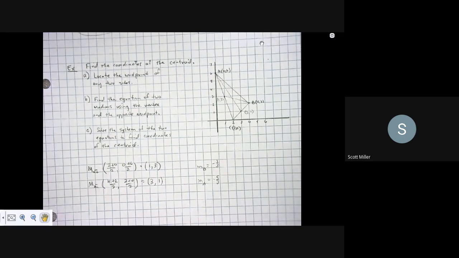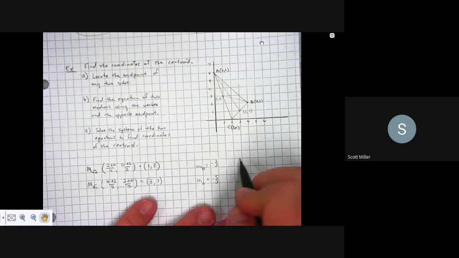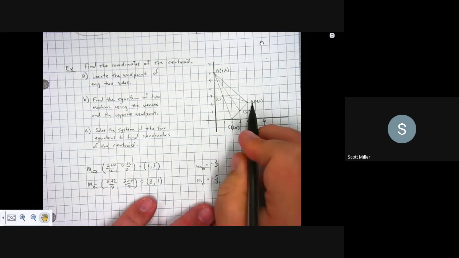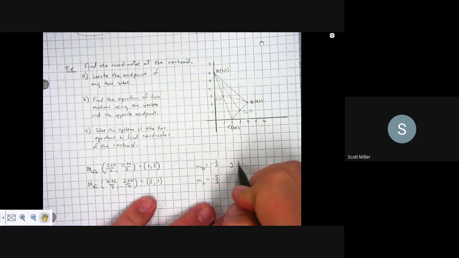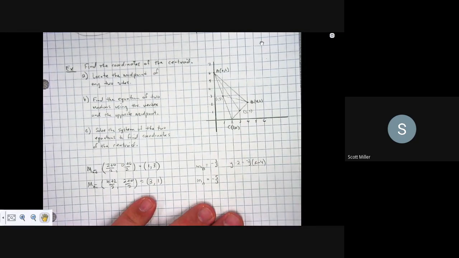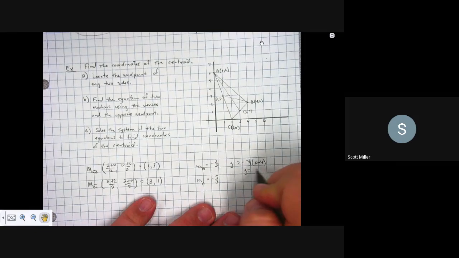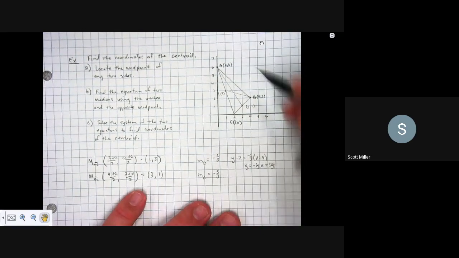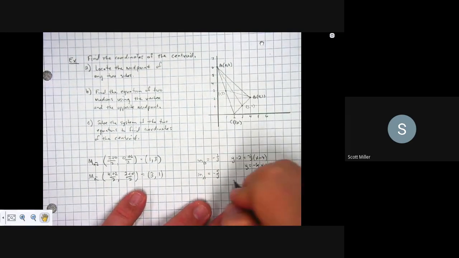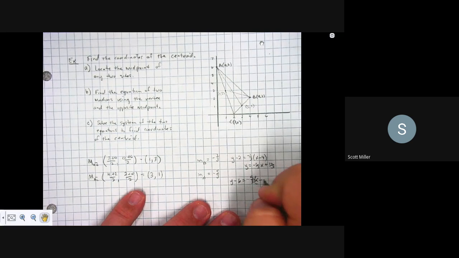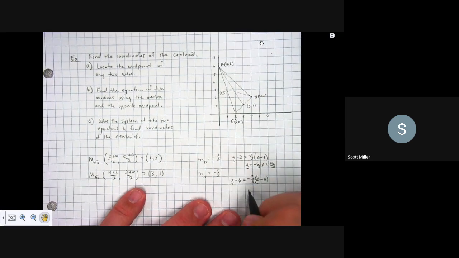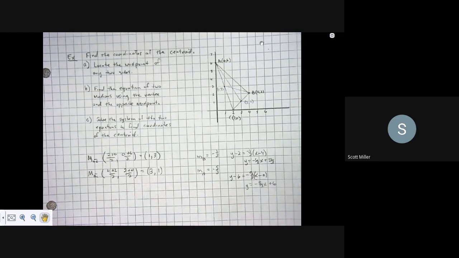To write the equations, I need to use the point-slope formula. From B, we use that point right there. It's going to be y minus 2 equals negative 1/3 times (x minus 4). Cleaning this up, y equals negative 1/3 x plus 10/3, and you can do the math and check that out. To do the other one over here, we're going to use the A point, so y minus 6 equals negative 5/3 times (x minus 0). Cleaning that up, we get y equals negative 5/3 x plus 6. That's part B.